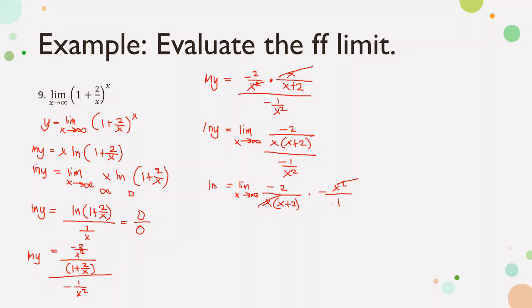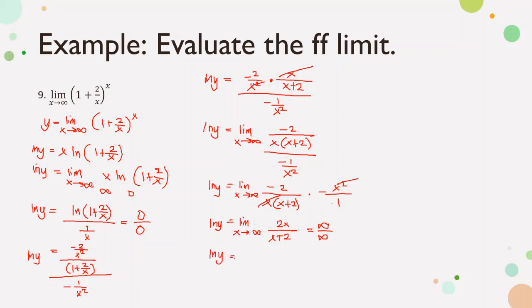So what we have left is the limit as x approaches infinity of negative 2 times negative x, that is positive 2x over x plus 2. So that is still equivalent to ln y. Now let's try to substitute our limit here. 2 times infinity is infinity. Infinity plus 2 is still infinity. So we have to apply L'Hopital's rule again.